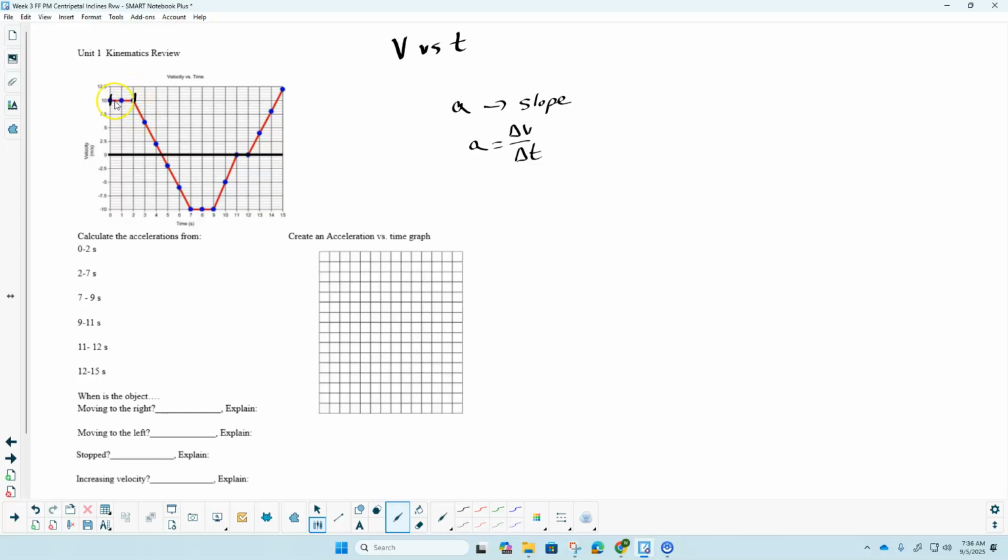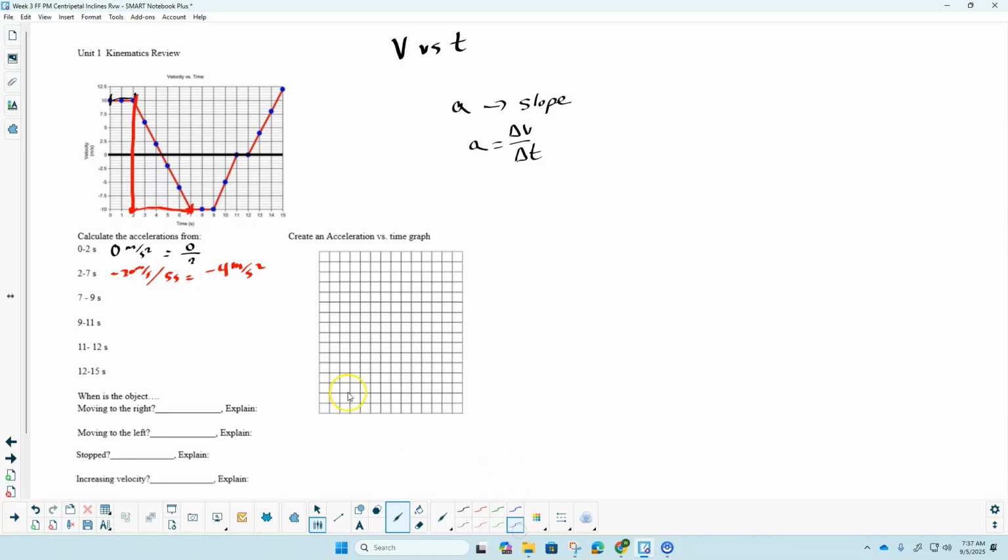From 0 to 2 seconds, it's a horizontal line, so that's really 0. If you wanted to do the math, the change in velocity would be 10 minus 10, divided by 2. So that's still just 0. For 2 to 7, that's the next section. I usually just count how far it moves up or down. So it goes from positive 10 to negative 10, so that's negative 20 meters per second, divided by how much time goes by. From 2 to 7, that's 5 seconds. So negative 20 divided by 5, you get negative 4 meters per second squared.